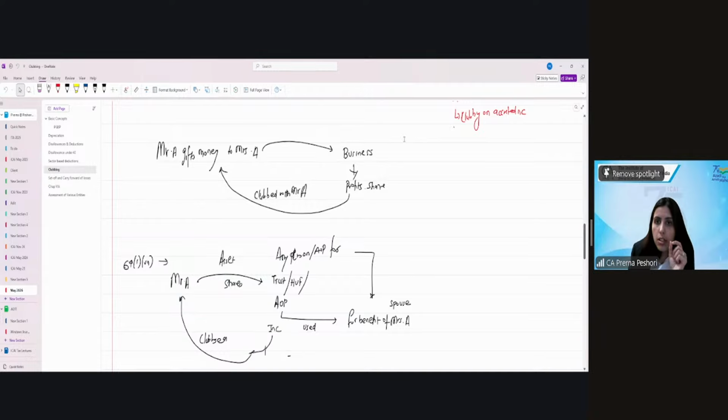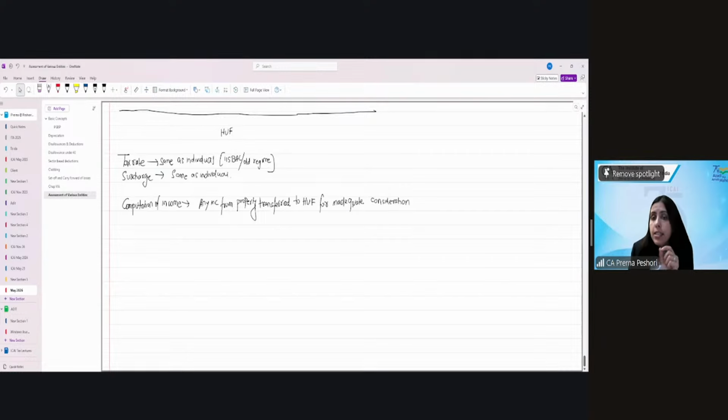Yes, ma'am. Here, in this case, what I'm saying is that where the asset has been transferred to the HUF by the settler for inadequate consideration, the clubbing provisions will be attracted. So this income will be clubbed in the hands of the settler.